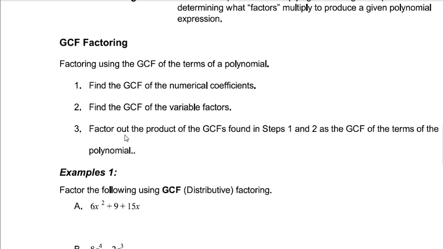The third step, factor out the product of the GCFs that are found in steps 1 and 2 as the GCF of the terms of the polynomial. So I'm going to do some examples here, and hopefully that will make the steps clear. But just keep in mind, we're going to do the GCF of the numerical, GCF of the variable, factor those out, and then rewrite the expression.